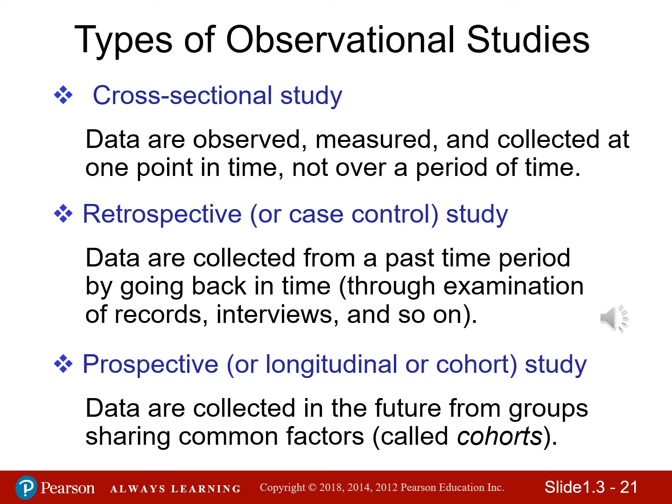In cross-sectional studies, data are observed, measured, and collected at one point in time, and not over a period of time. You can interact with individuals directly, or you could study data from a database or other media. For example, you could study medical databases to see if illegal drug use results in heart disease. Cross-sectional studies can be very inexpensive to conduct if you already have a database.